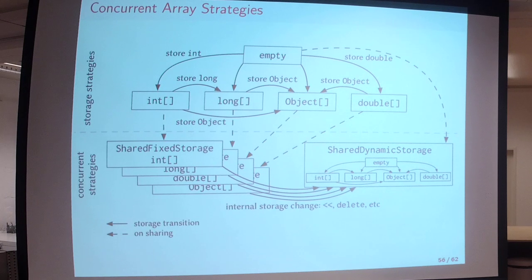But now what if we actually append an element or delete an element from one of these? Then we need to go to the general case, which is here the shared dynamic storage. And there, because there are hundreds of methods on array, and they do all kinds of crazy things, we need to use a lock to synchronize. There's no way to have a lock-free implementation of something very fast. We just have to use a lock.